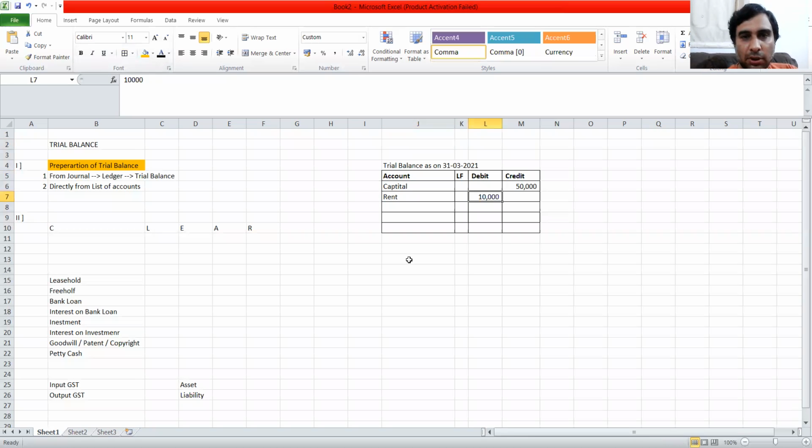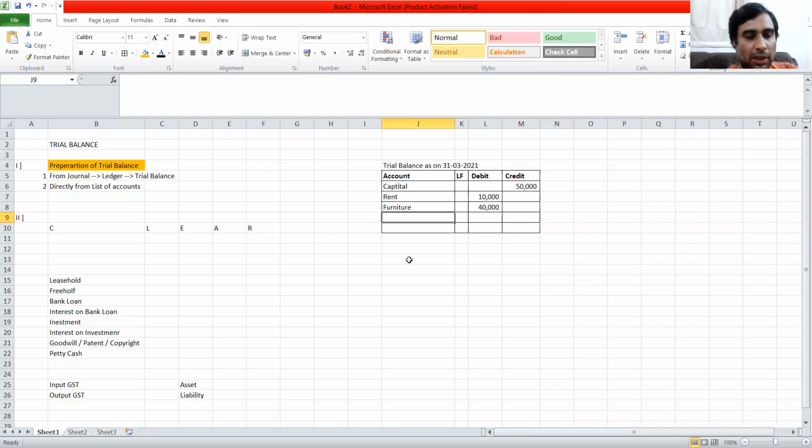So you will post it on the debit side or the credit side. This is nothing but what you will see in the ledger. From the ledger, you will move it here. So then let's say you have furniture. So furniture, say you have a balance of 40,000. So that will come over here, right?